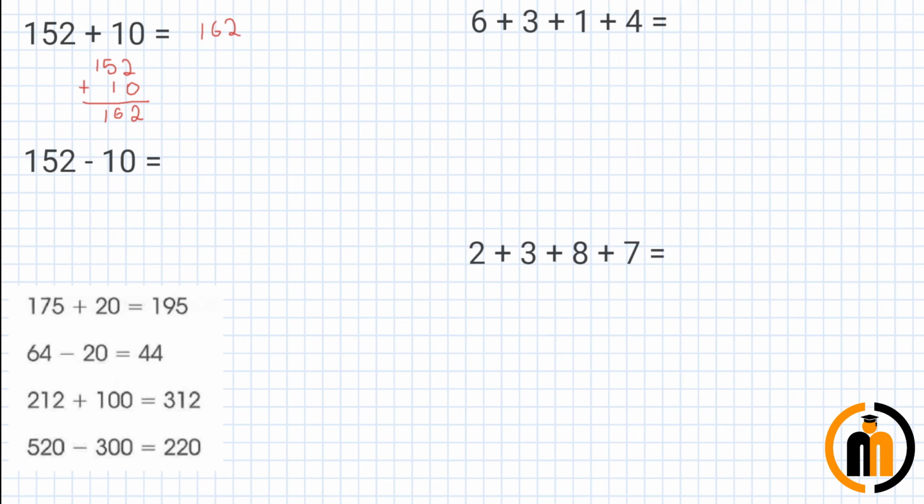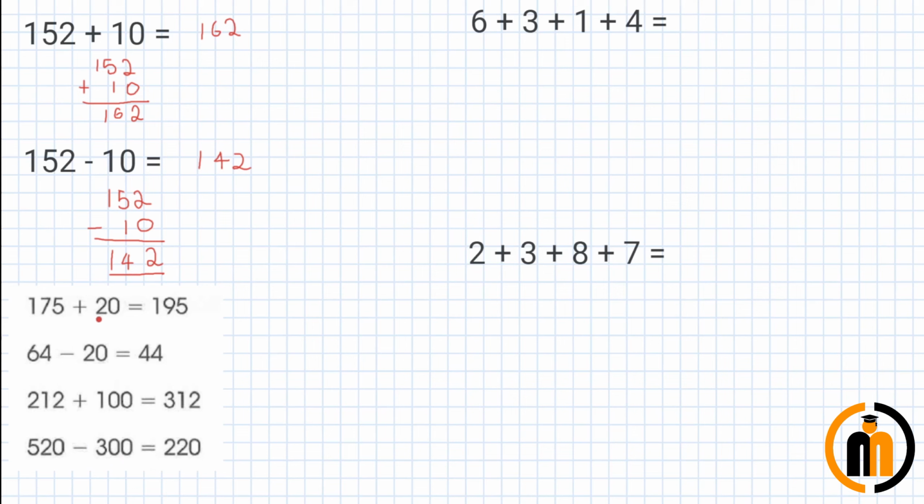Similarly, if you have 152 minus 10, you would do the same thing. 2 minus 0, you'll get 2. 5 minus 1, you will get 4, and then 1. You could also do this mentally simply because there are zeros at the back. As I showed before, you can ignore the 0, but the 1 in the tens position is subtracted from the 5. So 5 minus 1, you will get 142.